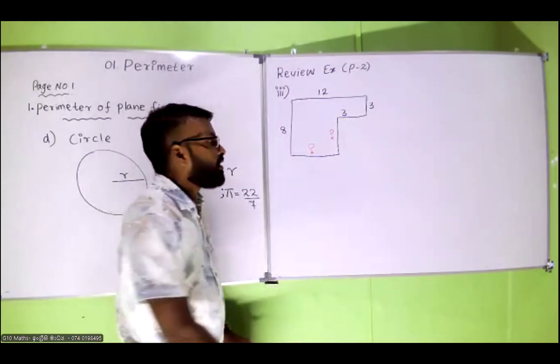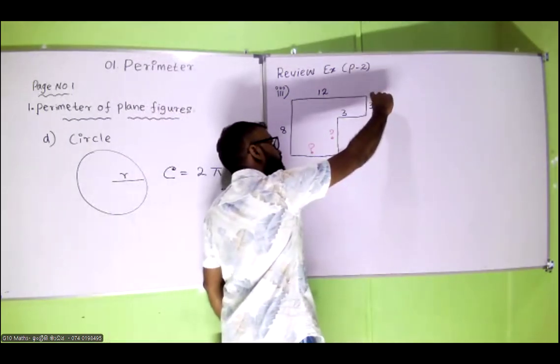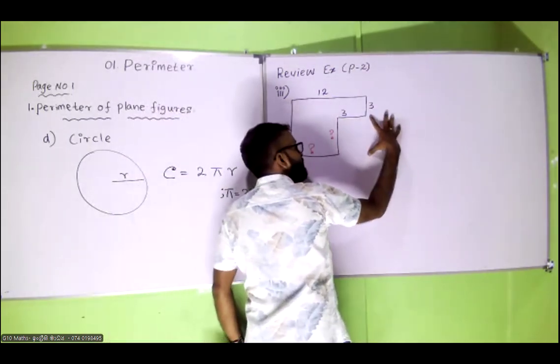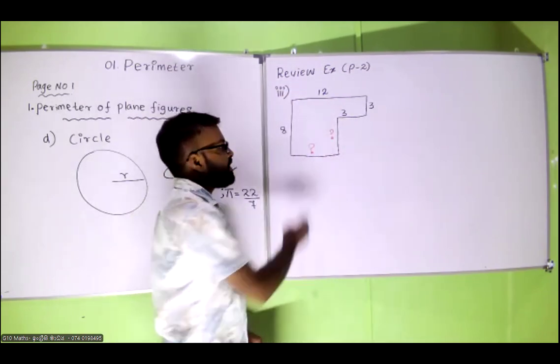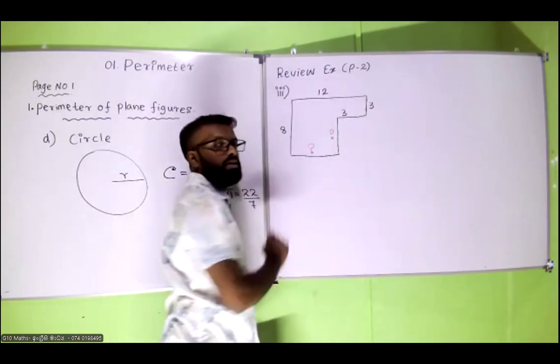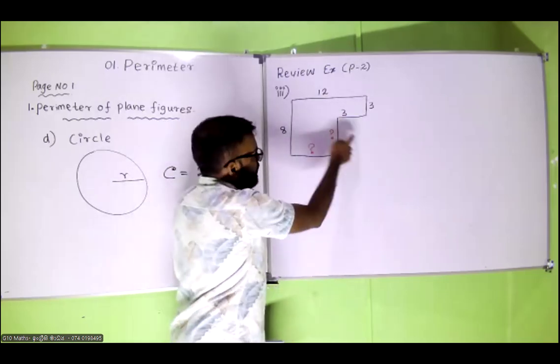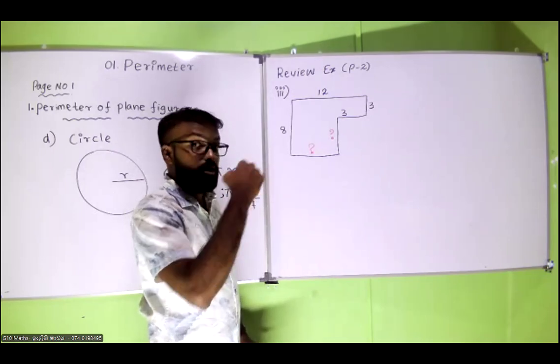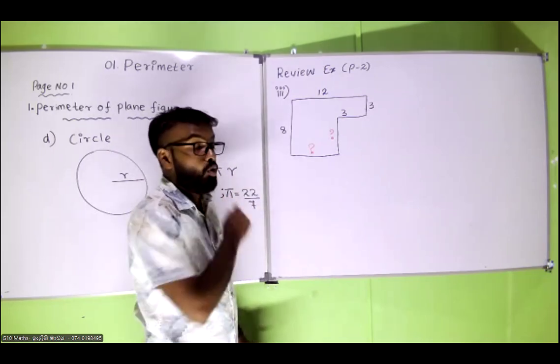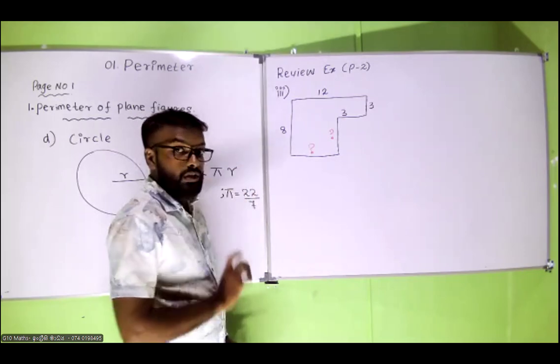So how are we going to find them? Here we have 3. We need to find this length. The total length is 8 centimeters. 8 centimeters minus 3 centimeters will give you 5 centimeters. So the vertical length is 5. That one is okay.